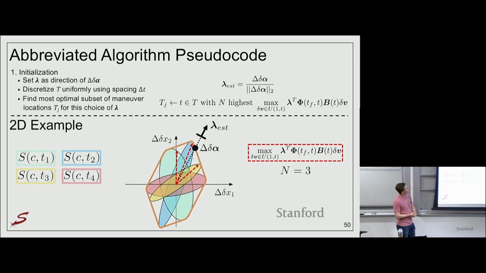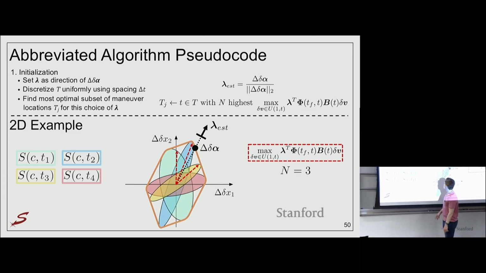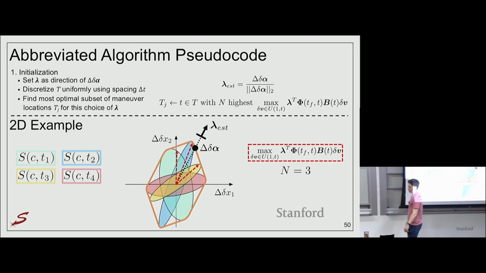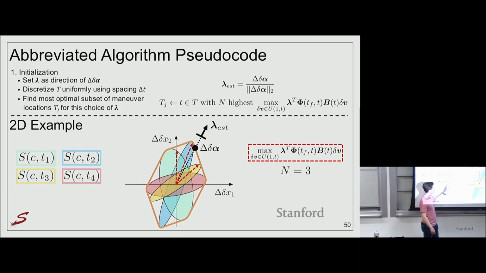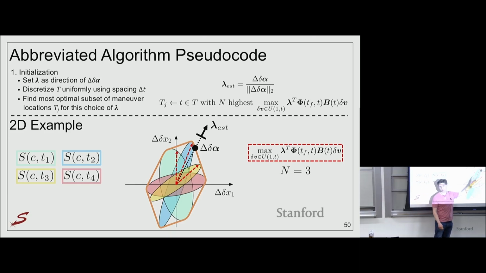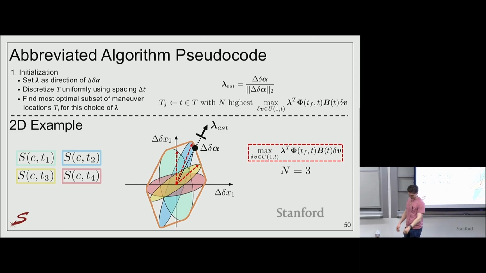And then we're going to find the most optimal subset of maneuver locations for this choice of lambda. Again, remember, we have an analytical expression of this evaluation. So we're just going to take every t that we have, and we're going to find what that expression evaluates to, and take the n highest. In this case, let's say n equals 3. So we know that for maneuvers happening at these 4 times, t1, t2, and t3 have maneuvers that act most in the direction of lambda. You can see t4 here is far more restricted, far further away. And so this is our initialization.